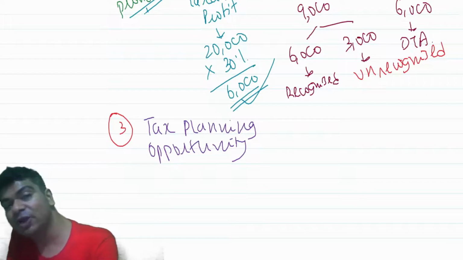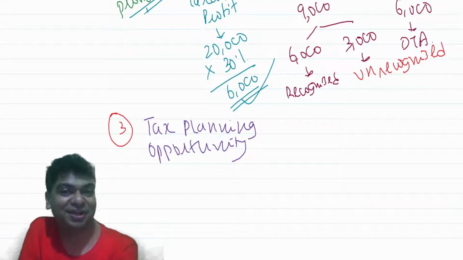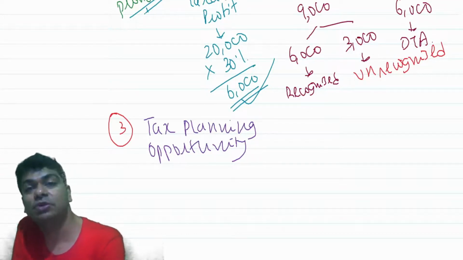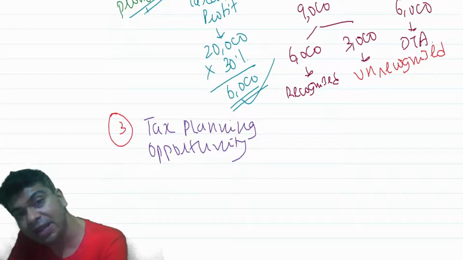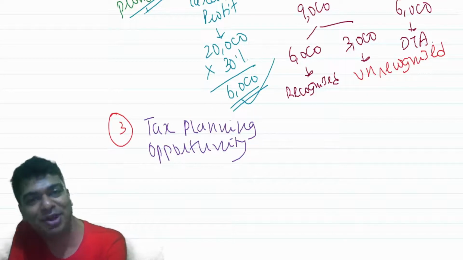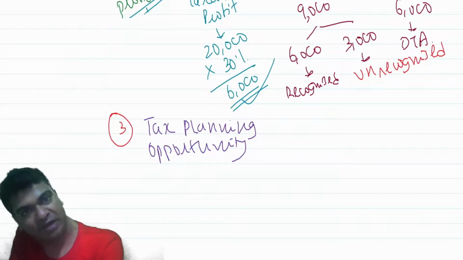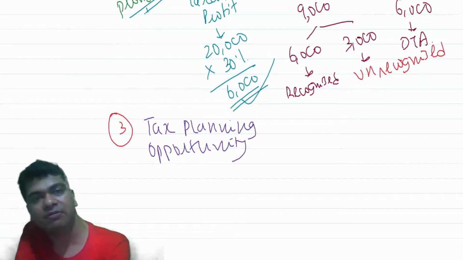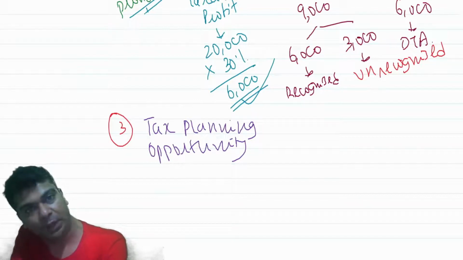See, you are planning to recognize the DTA. When can you recognize DTA? Only if you have to pay tax in future. So you are asking yourself, is there any way by which I will pay more tax in future so that I can recognize the remaining portion of DTA? So a very different, right? We are looking at tax planning in a very different context over here.